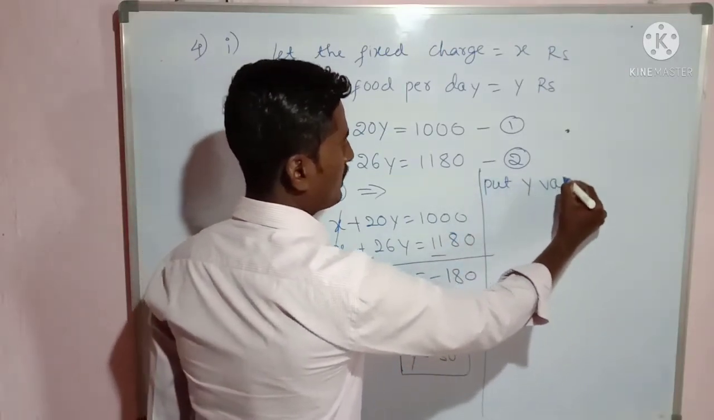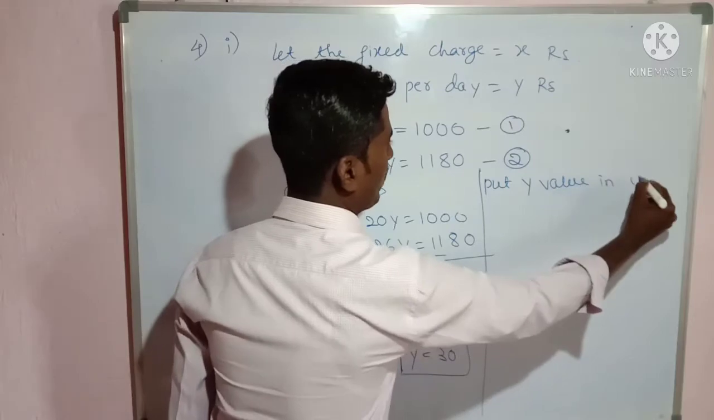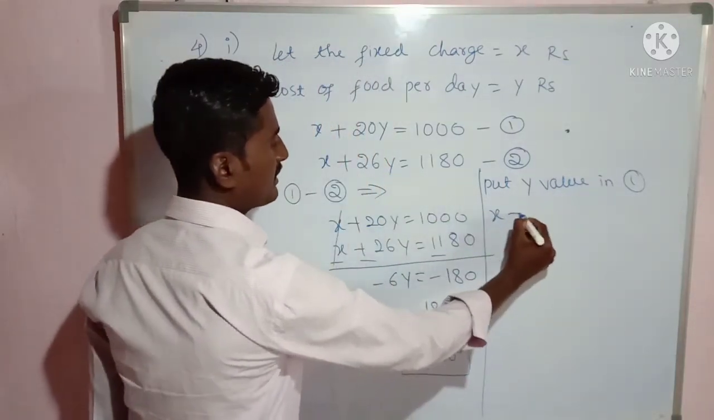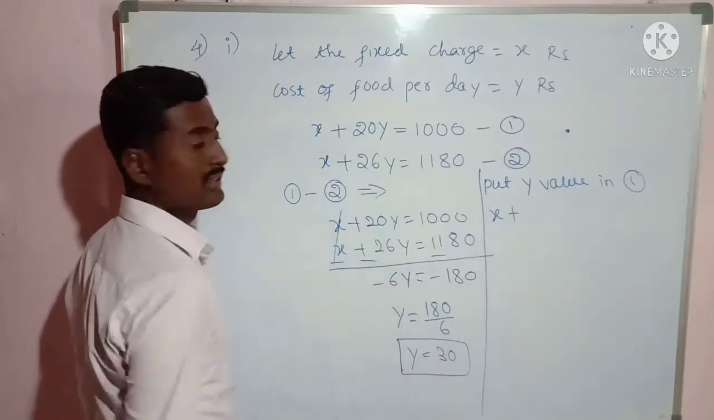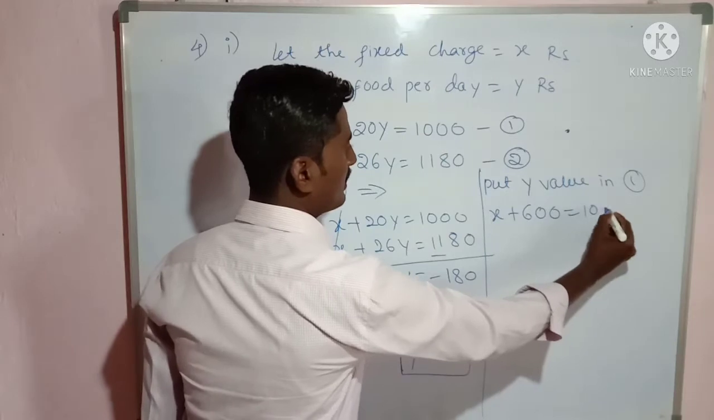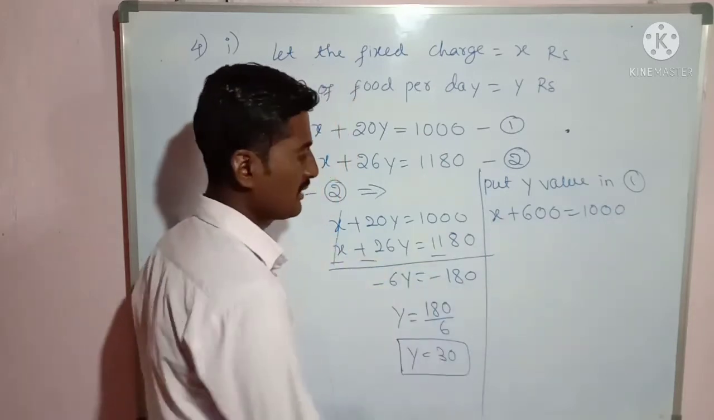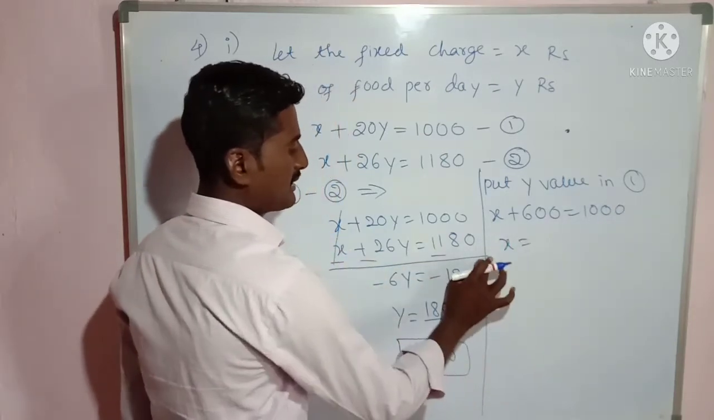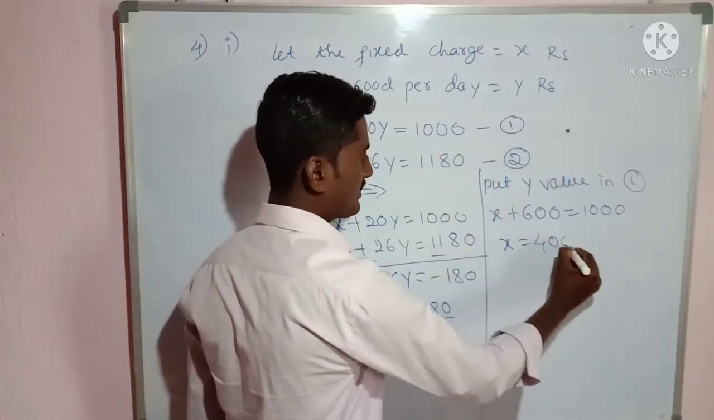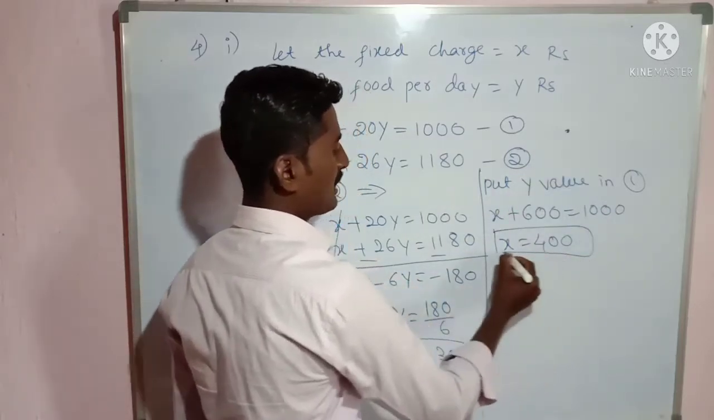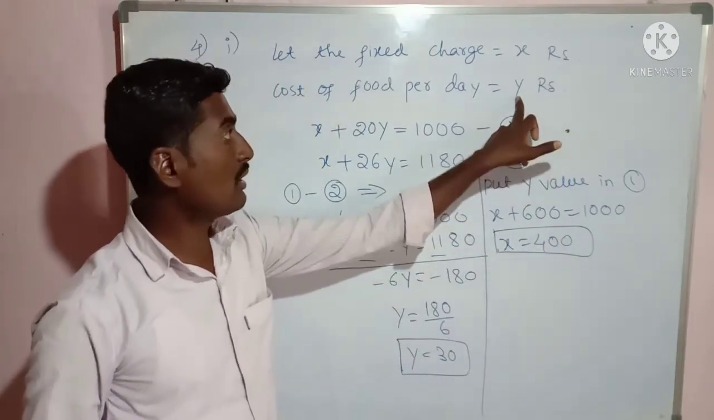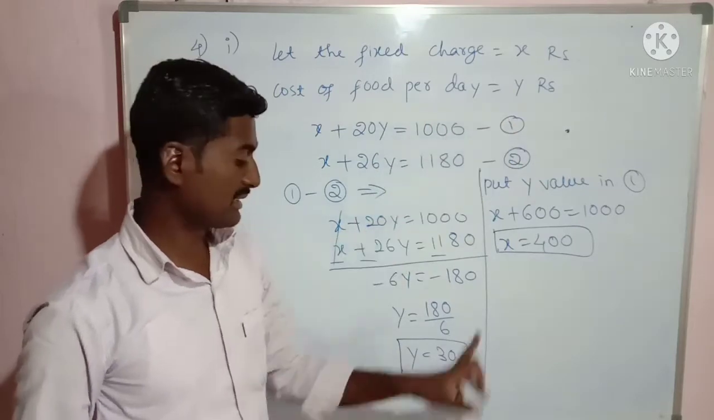Put y value in equation number 1. So 30 it is x plus 20 into 30. 2 3s are 6, it means 600 is equal to 1000, right? So x is equal to how much? 1000 minus 600, how much is it? 400 rupees. So the fixed charge is 400 rupees and the cost of food per day is 30 rupees.